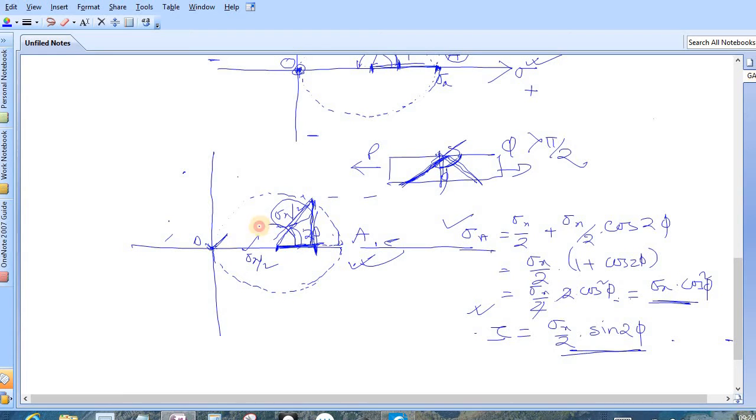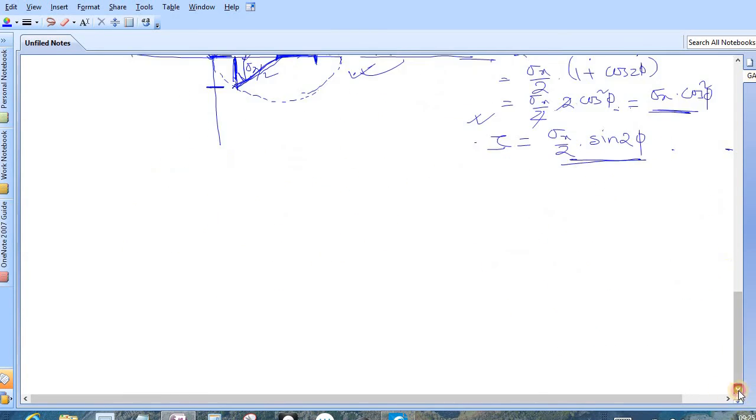This is for pi by 2 and this is for more than pi by 2. So here it will come somewhere here, and from that you can calculate. So this is your normal stress and this is your shear stress. Okay. Now let's say there is a situation when these two planes are mutually perpendicular.